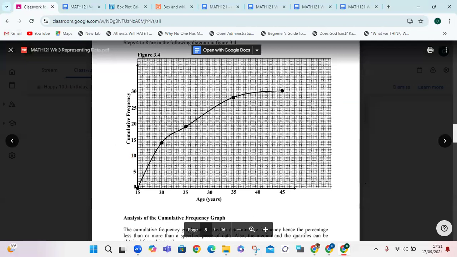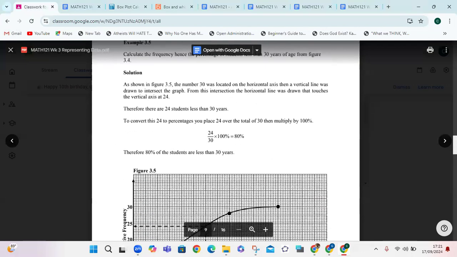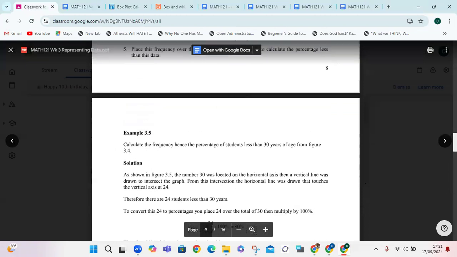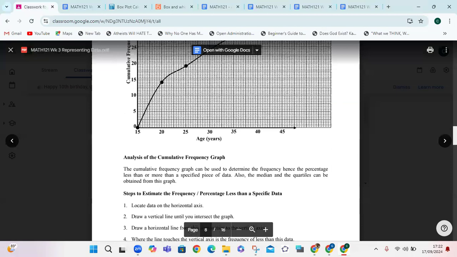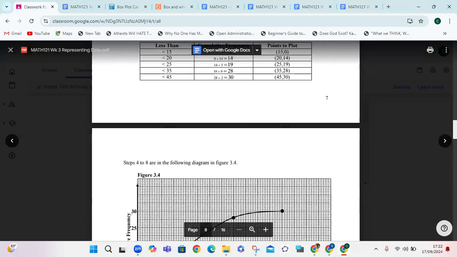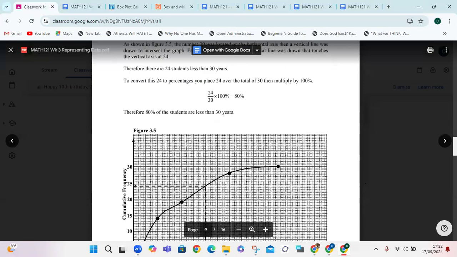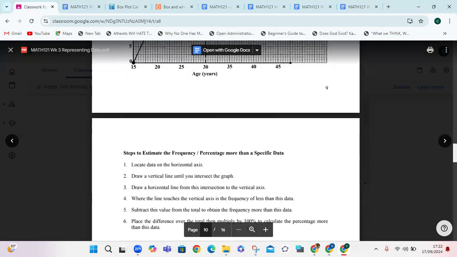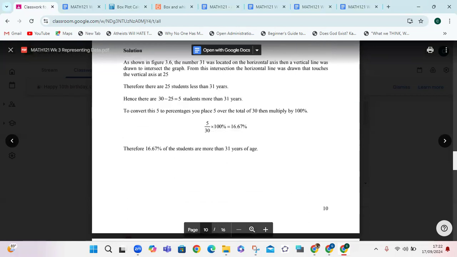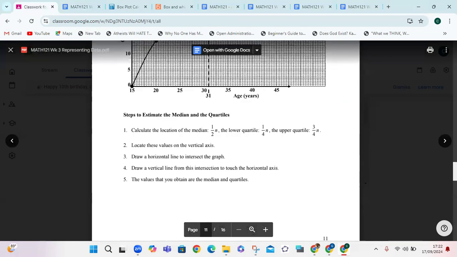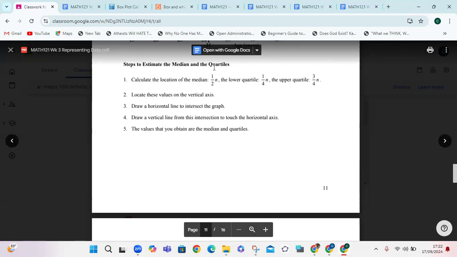Here we are still in week 3. It's a little lower down. Step to estimate the frequency of a specific value. No, we want the quartiles. Step to estimate the median and the quartiles from a cumulative frequency graph. First, you've got to calculate the location. For the median, a half times n.